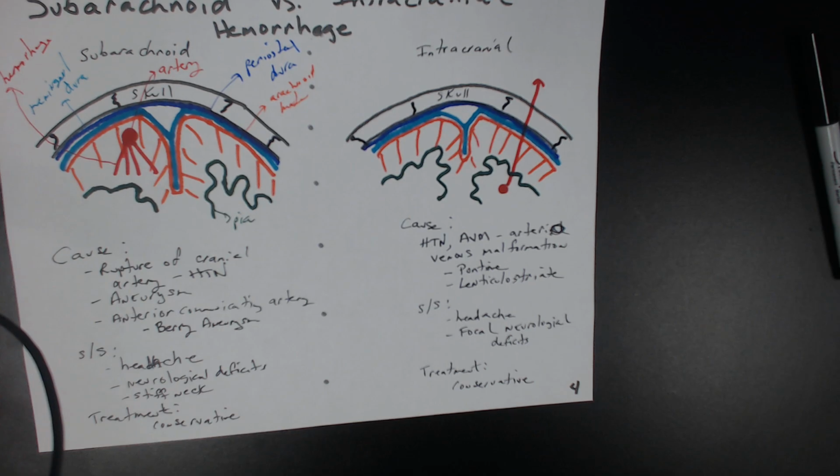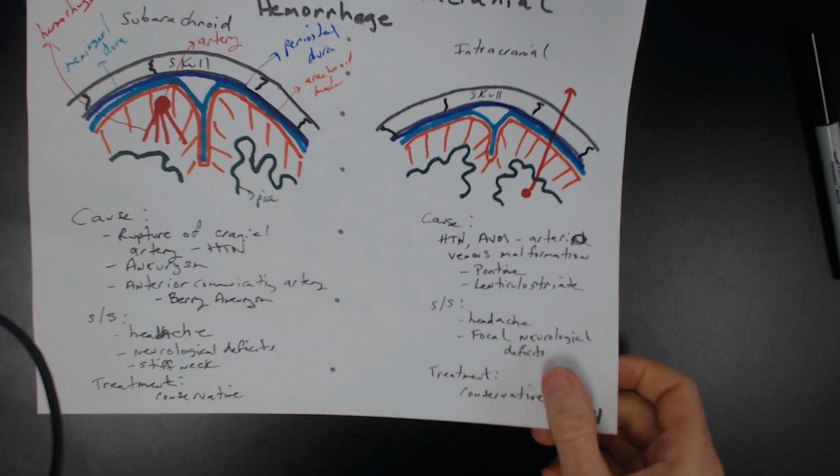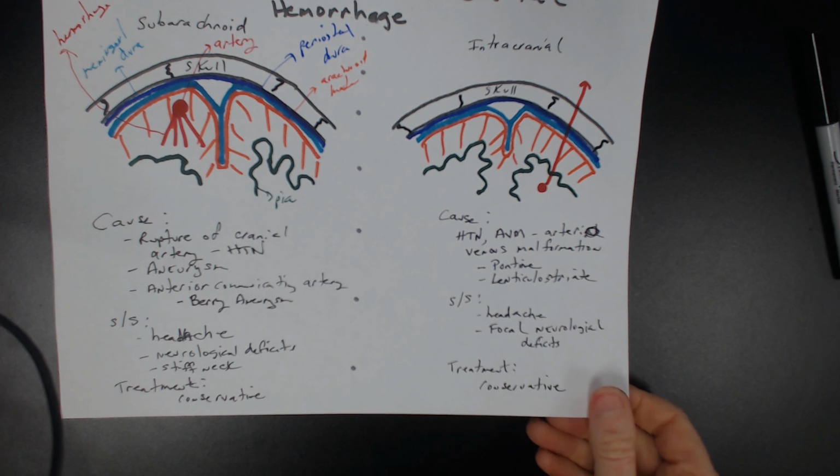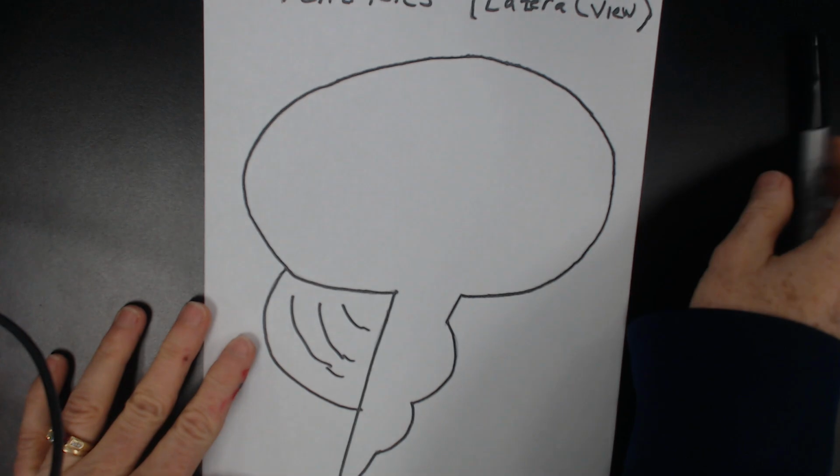Okay, I think we made it through the meninges section. Let's move on to the ventricles. Are there any other questions about the meninges and all the different kinds of hemorrhages and hematomas? And so let's move on here. Let's look at the ventricles.